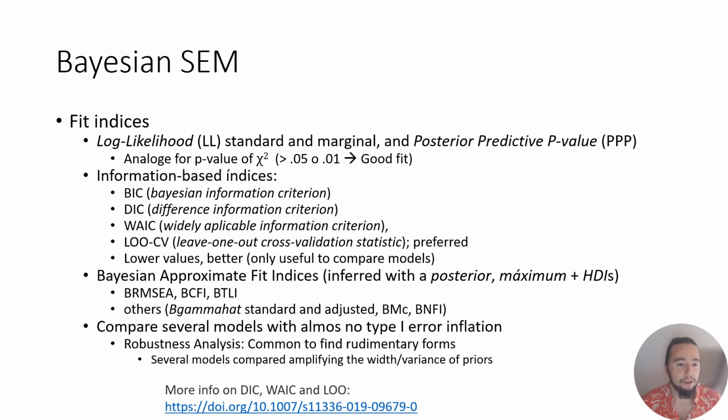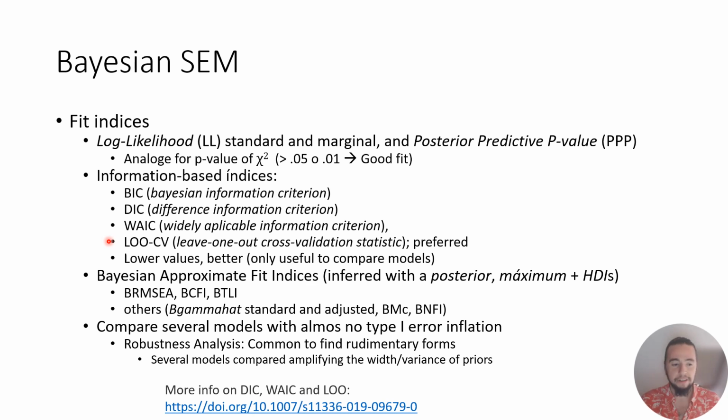In Bayesian models, we have a log likelihood model. Then you can extract a posterior predictive p-value. This is a value that can be analogous of a p-value of a chi-square. So if it's larger than 0.05 or 0.01, it's a good fit. And also you can have information-based indices like Bayesian information criterion, the deviance information criterion, this is the DIC. We also have the widely applicable information criterion and a very useful one, the leave one out cross-validation statistic. This is the preferred one if it's available because it's very robust. Okay, so all of these indices can be interpreted in the same way. Lower is better, but they are only useful if you have many models and you can compare them.